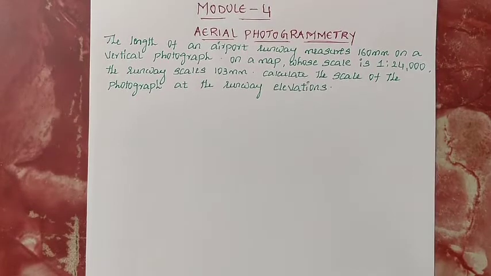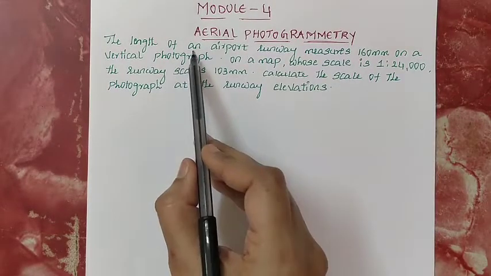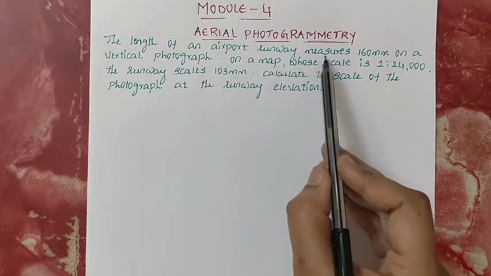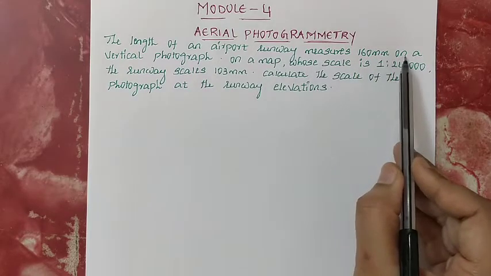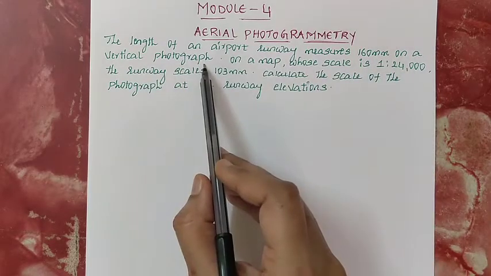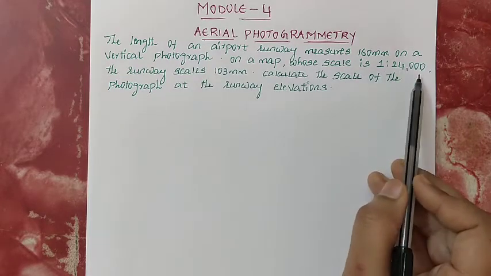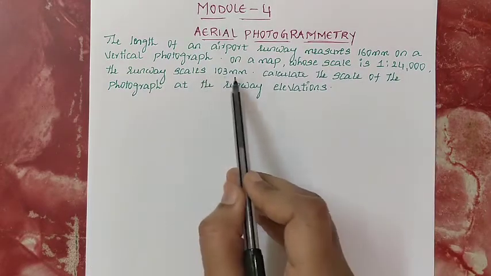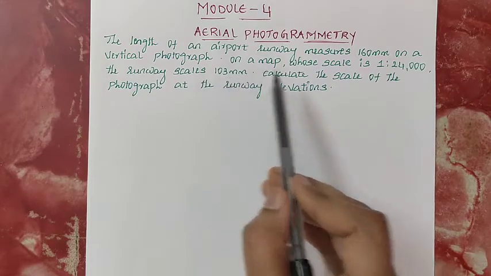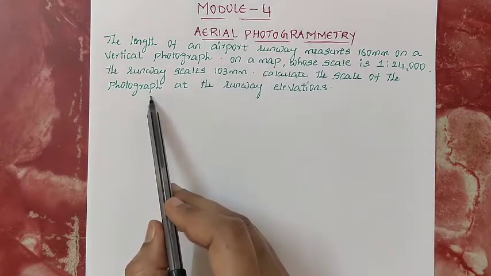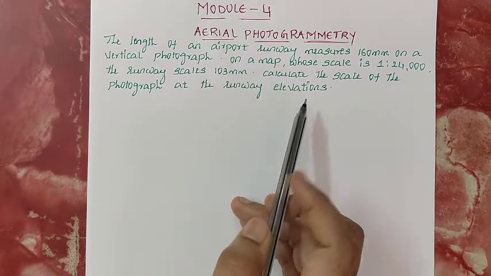Module 4, Aerial Photogrammetry. The length of an airport runway measures 160 mm on a vertical photograph. On a map whose scale is 1:24,000, the runway scales 103 mm. Calculate the scale of the photograph at the runway elevation.